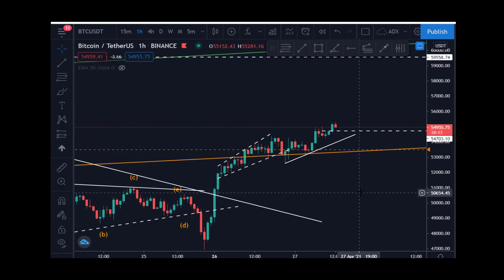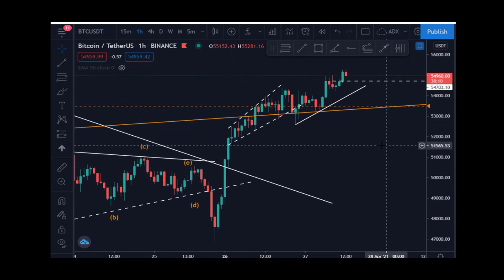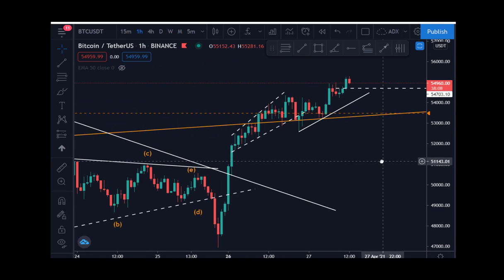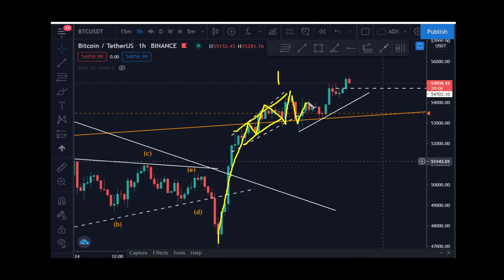In this 1 hour chart, this is what Bitcoin is doing. Bitcoin also made it clear to us that it started with a leading diagonal, guys. So Bitcoin started with a leading diagonal, which means this is the beginning of a new phase. If you call this 1, and this is the correcting phase of it, you call it 2, so we are going into the 3rd wave.